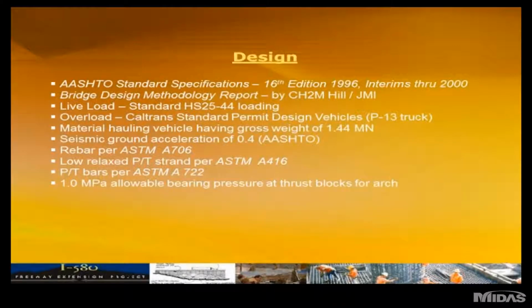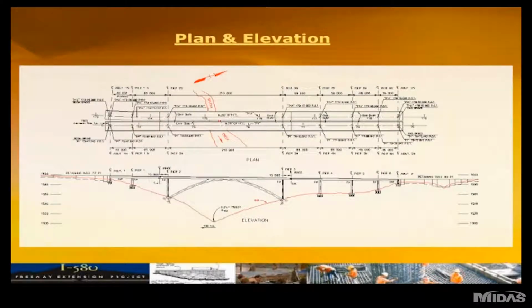Design is to the AASHTO standard spec 16th edition. Low relaxed PT strand, reinforcing steel, high seismic area as you can expect, and California standard design vehicles for overload. Plan and elevation view of the structure, a 7-span structure. As I said, twin bridges side by side, which were connected at the arch span and the superstructure for seismic, and also the thrust block locations at piers 2 and 3.